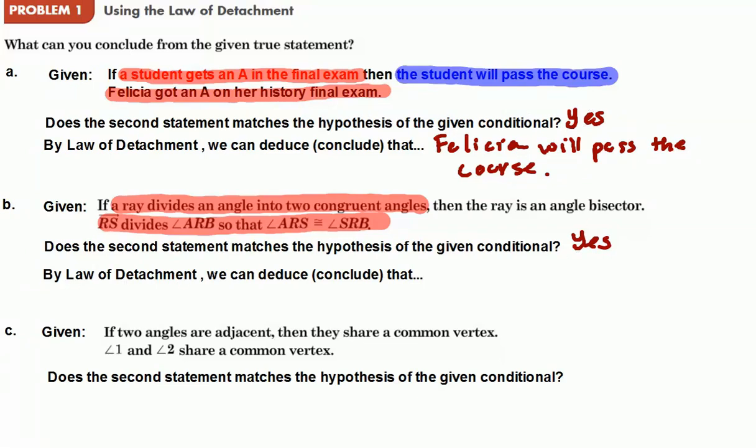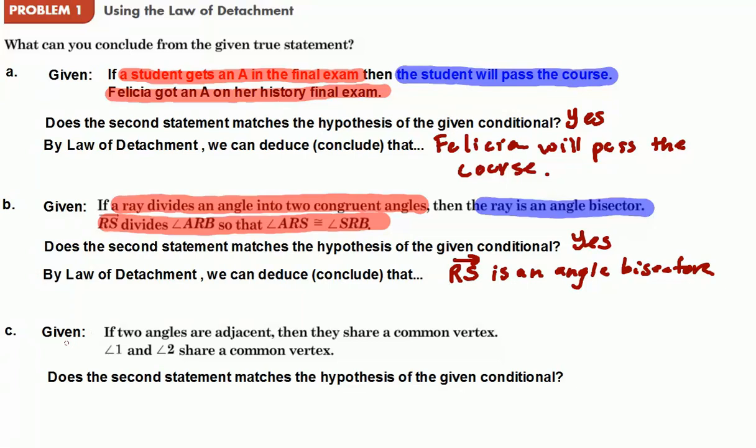Therefore, by law of detachment, we can conclude that RS, our ray, which is right here, now we're going to connect our conclusion. The ray, which is RS, is an angle bisector. Alright, so that's what you're doing. You're using law of detachment. You just have to look at those two statements, the second statement and the hypothesis.